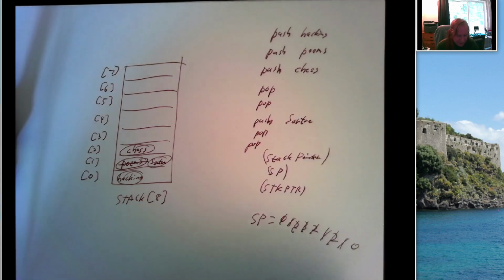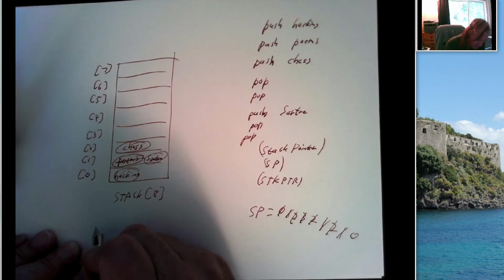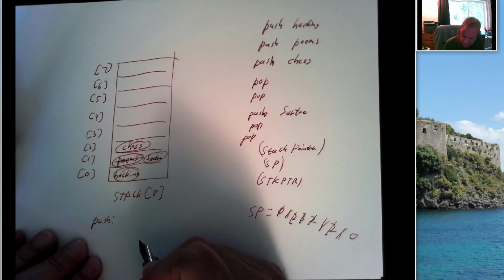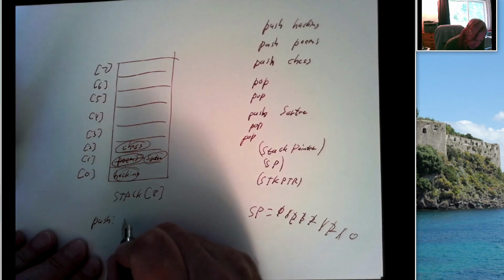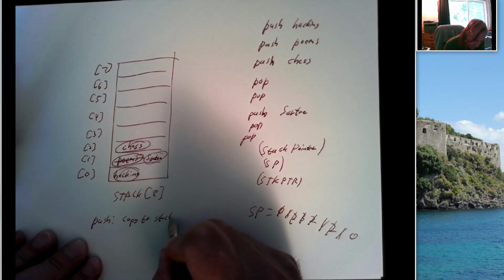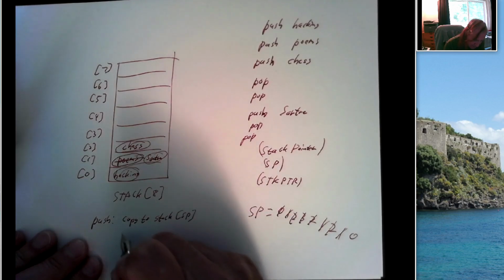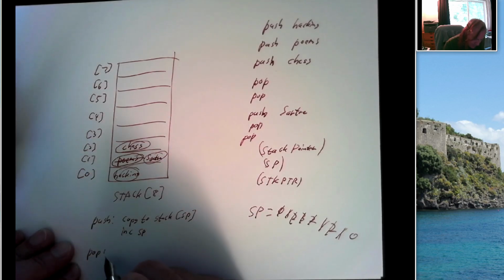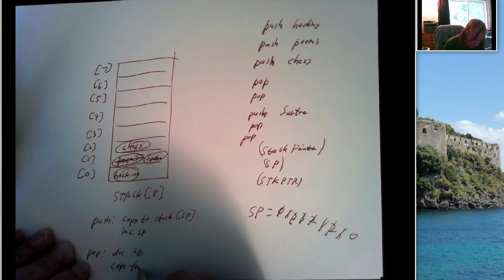Alright, the other thing I want to point out is that the way we're implementing this is as follows. Push. So to do our push, we're saying copy to stack pointer, and then increment the stack pointer. And to pop, we're saying decrement the stack pointer, and then copy from stack bracket SP.